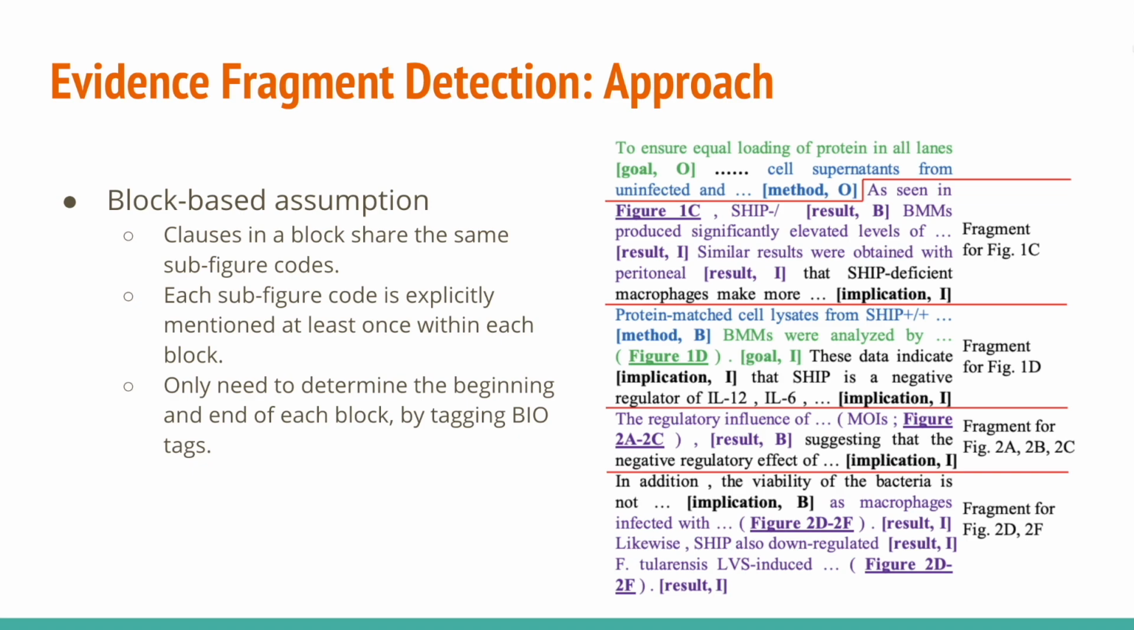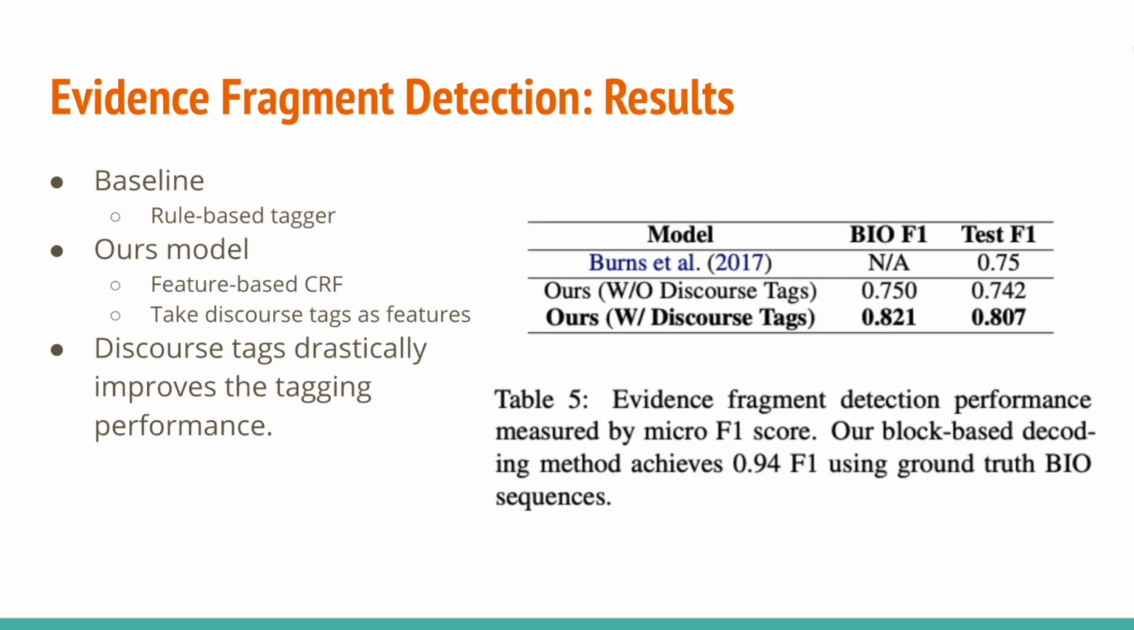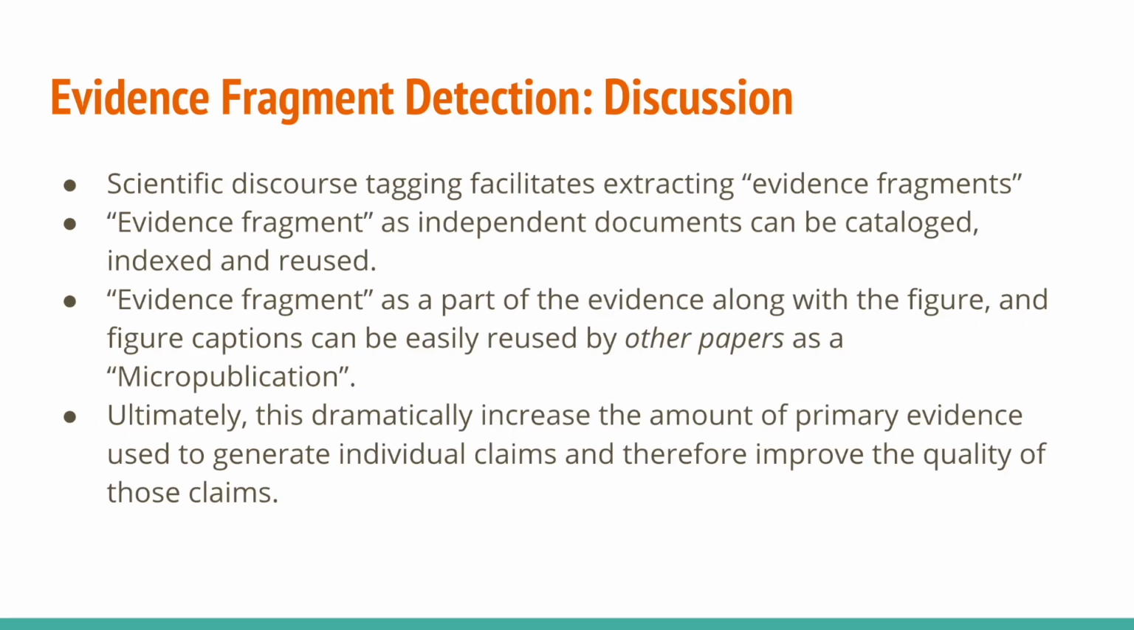The decoding is also intuitive. Given the predicted BIO sequence and extracted figure codes, we can easily reconstruct the labels of evidence fragments. Due to the small size of the dataset, we use a feature-based CRF model as the sequence tagger. Our results show that using scientific discourse tags as a feature drastically improves the tagging performance, and our model outperforms the rule-based baseline solution.